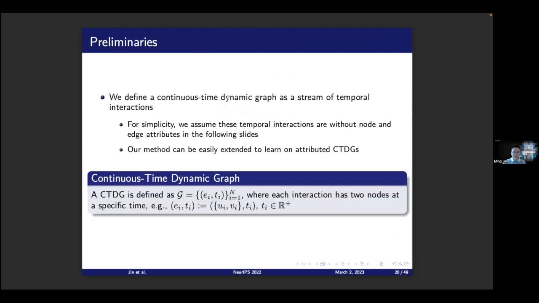So firstly, in this work, we define the continuous time dynamic graph, similar to the previous work, as a stream of temporal interactions. For simplicity, we assume that these interactions are without node and edge attribute information in the following slides. But I would like to emphasize that our methods can be easily extended to learn on attributed CTDGs. We have demonstrated the details in the paper, like how we can simply add some terms in the methodology to do this.